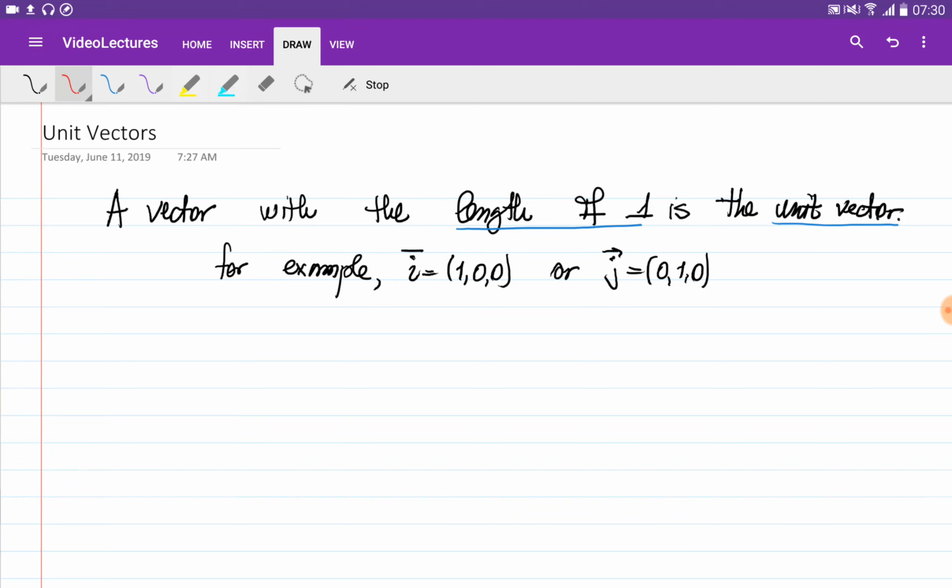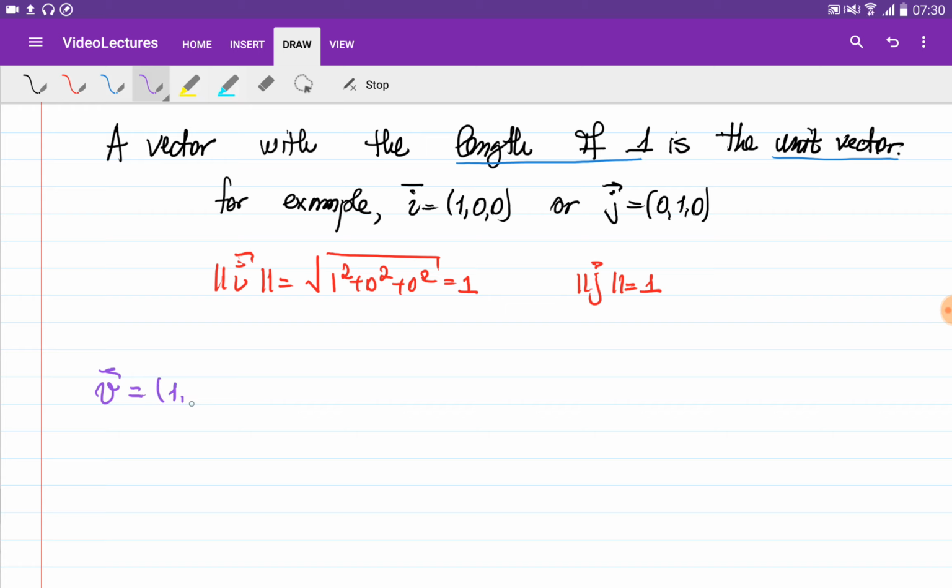But they are not the only unit vectors. And even more, we can create unit vectors from any vector. So let's say we're given some vector v with the components 1 and 1. In 2D, this is the vector which looks like this, with the components 1 and 1.